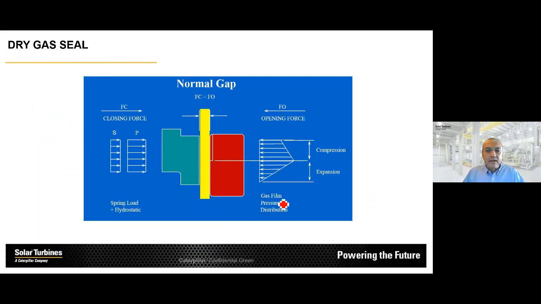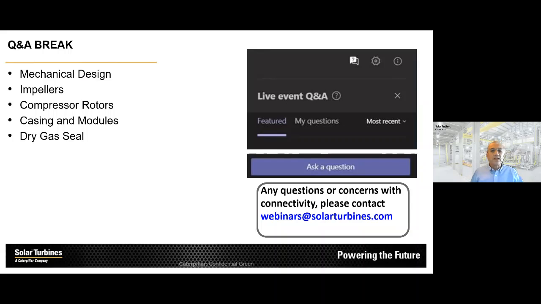And as I had mentioned, we maintain this very small gap by balancing the closing force from the spring with the opening force from the gas leakage through the stationary and the rotating discs. So this gets us to the first break for questions and answers.